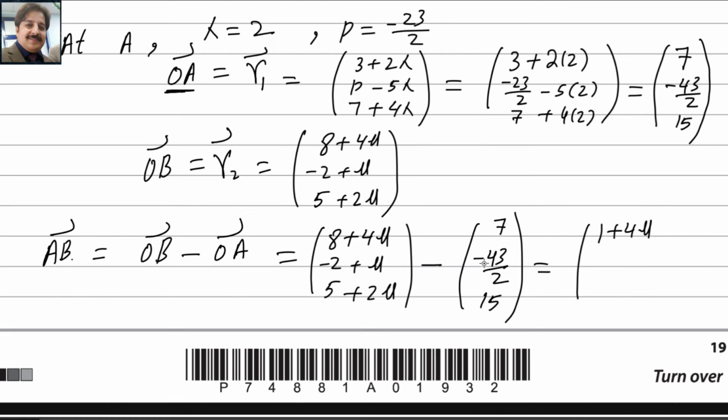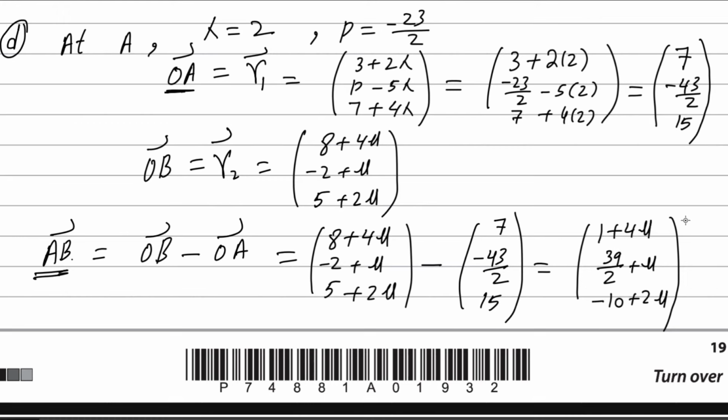So we will get here 39 over 2 plus mu, and the last one will be negative 10 plus 2 mu. This is the value for AB, the column vector for vector AB.